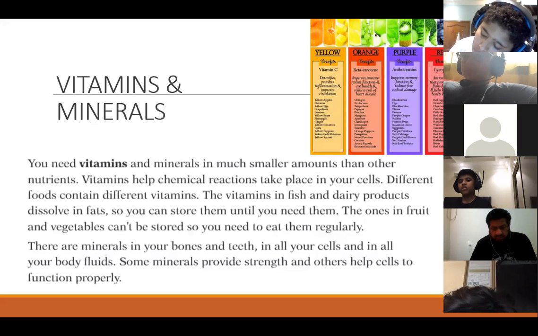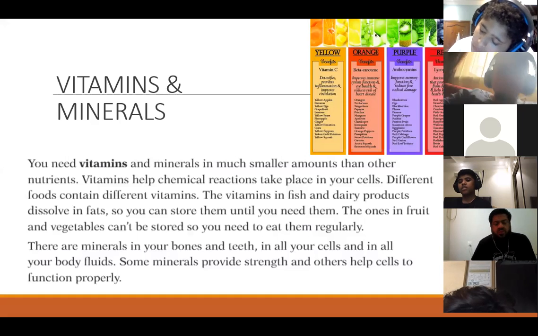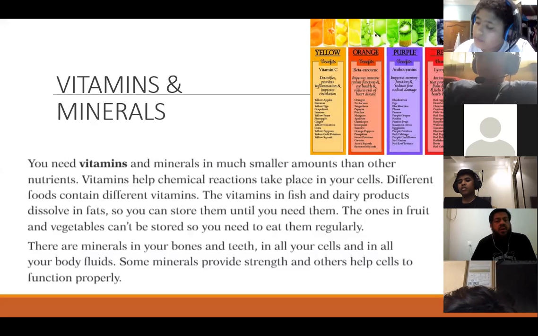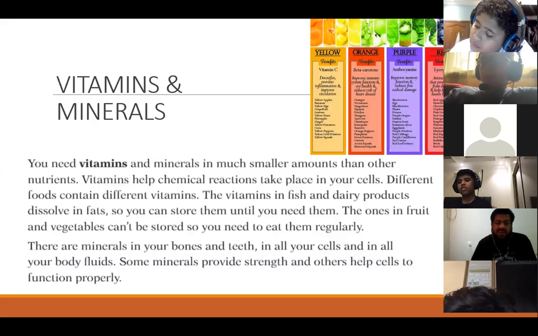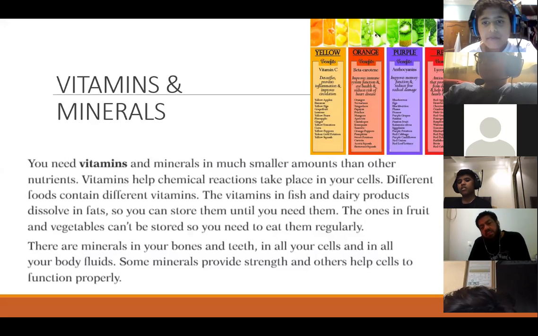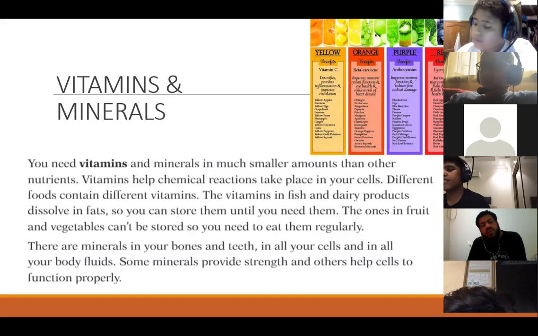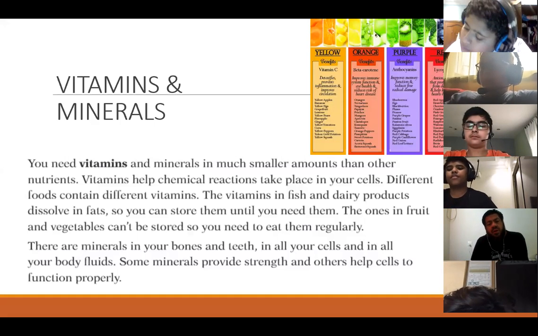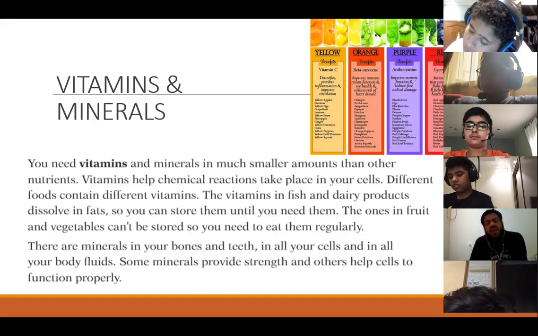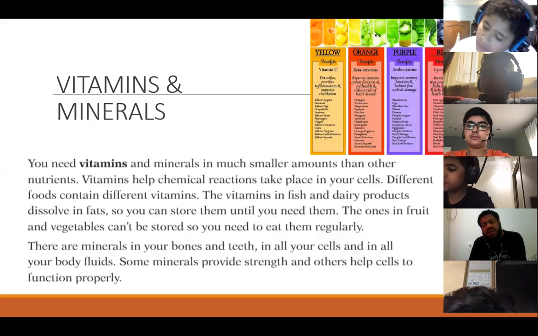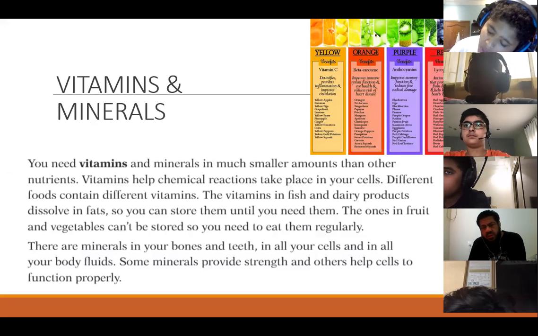So some of the vitamins are stored in the fat. Whenever you need, they can be reproduced back, and some of them are not. So you have to take them regularly. One of the best examples we have is the minerals in the bones and the teeth. If you start having less minerals, it's going to directly affect the teeth and the bones.